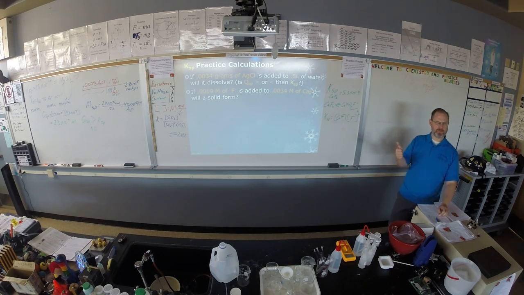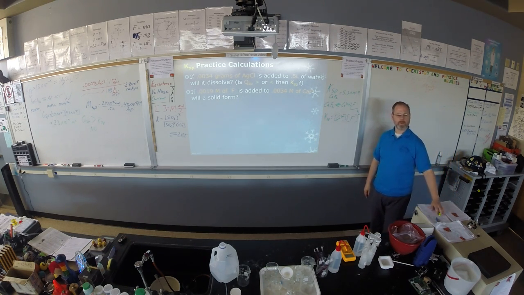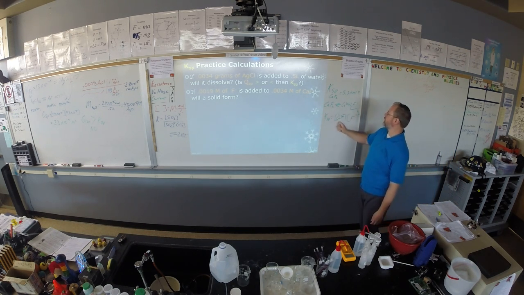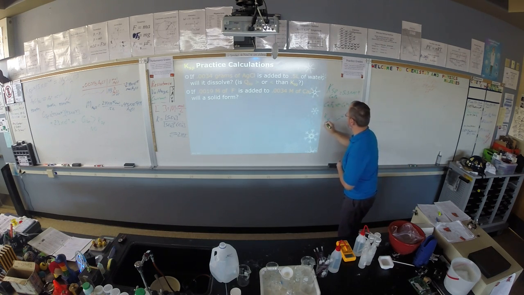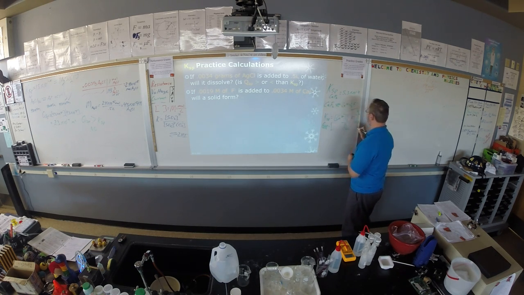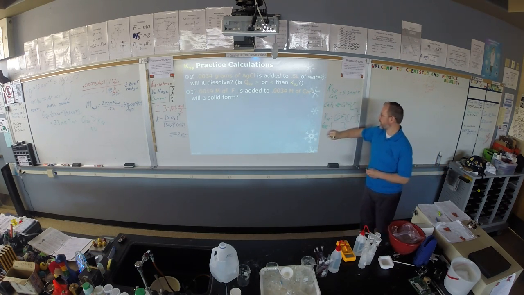Give me a thumbs up if you can see why the square is there. All right. So what's next? What do I do next? Find our QSP by plugging the numbers in. So you've got a concentration of fluorine, you've got a concentration of calcium. Your QSP is going to be the concentration of the calcium and the concentration of the fluorine. Don't forget your square. So do that now.